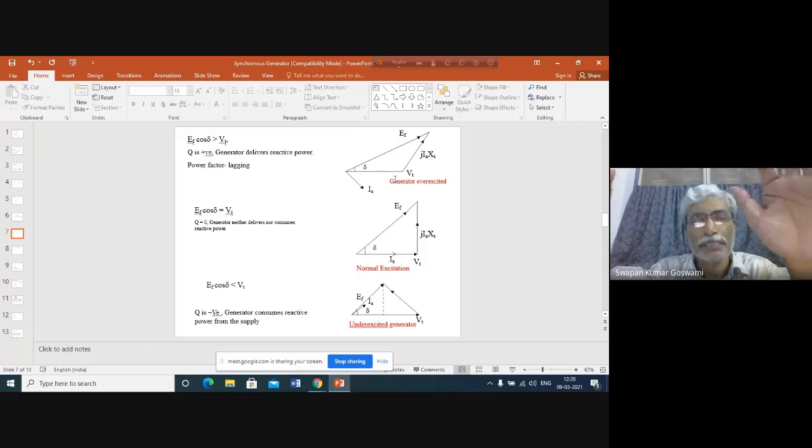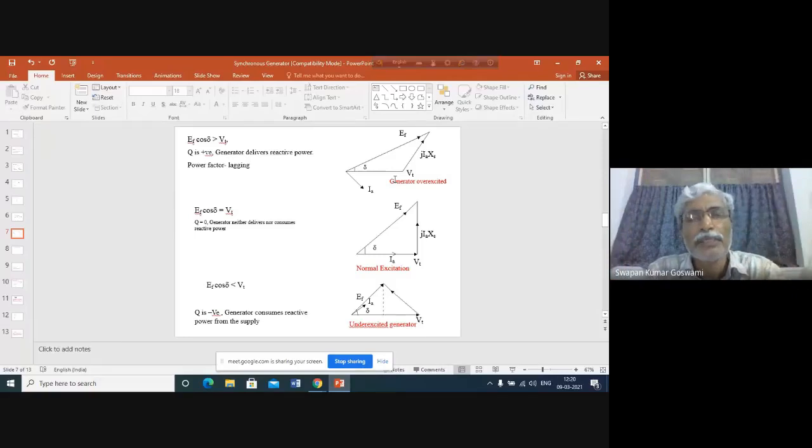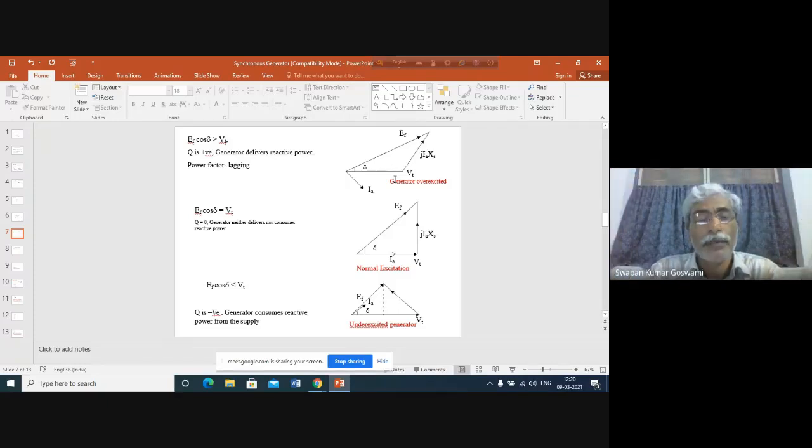Is it clear? Underexcitation of the generator will be decided by its stability, as we have discussed, and delta equal to 90 degree corresponding to this value. And overexcitation, who will decide this? Obviously, the heating of the rotor. All right, it is clear. Yes, sir.